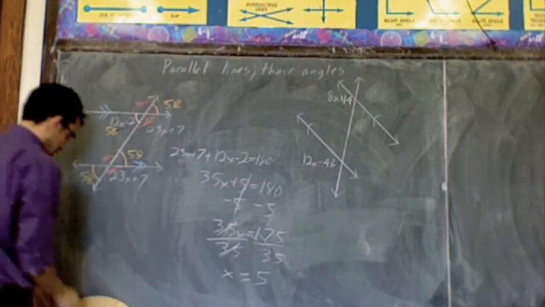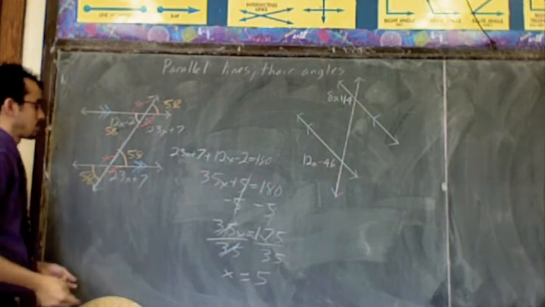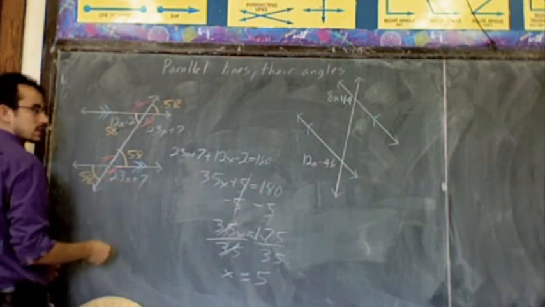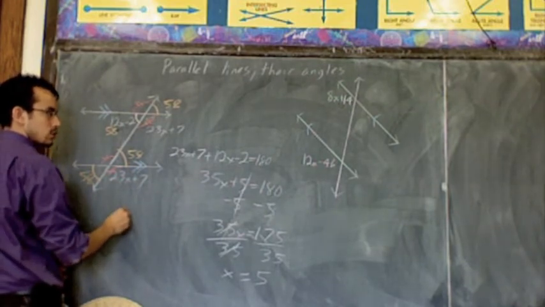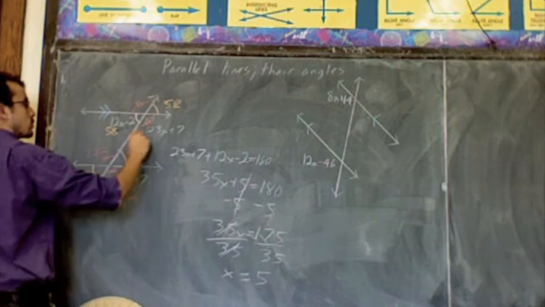Well, hopefully this works. Let's see what the right angle is. 23 times 5, that's going to give me 115. 115 plus 7, that's going to give me 122. So all the red angles are 122.